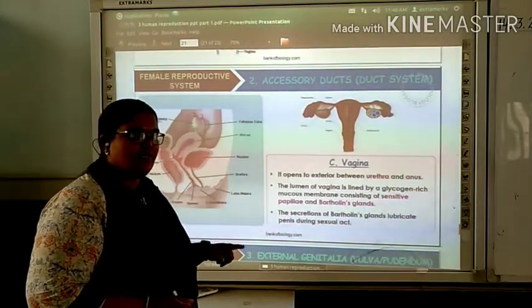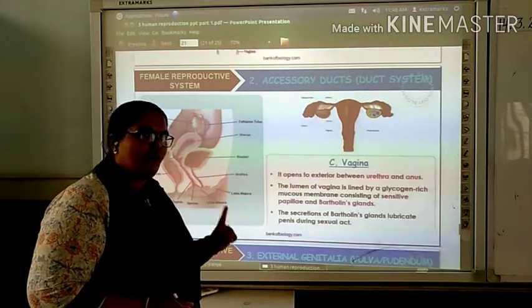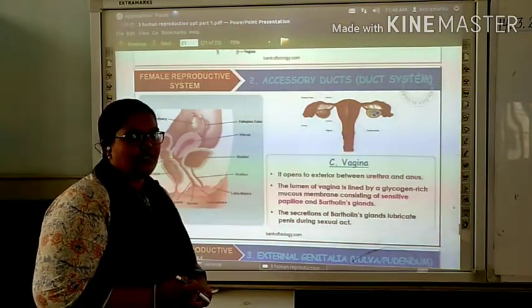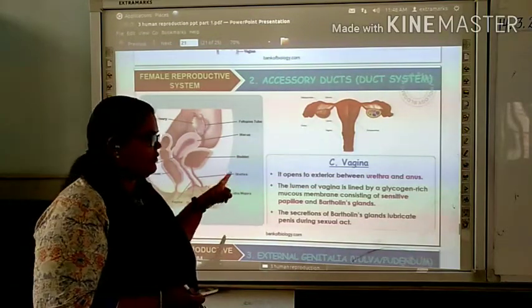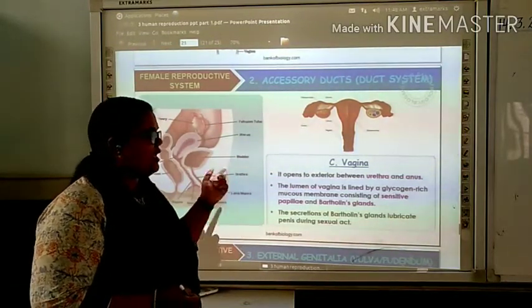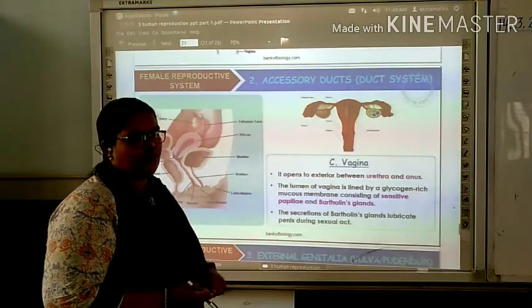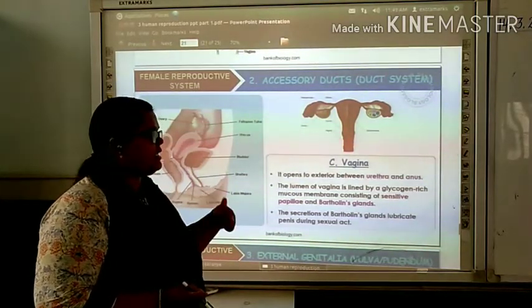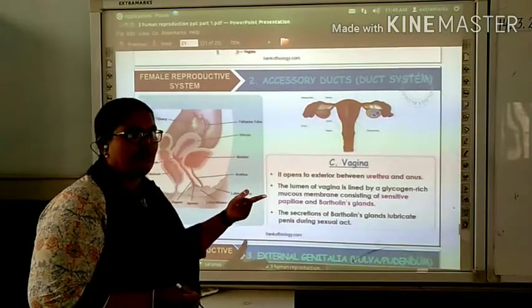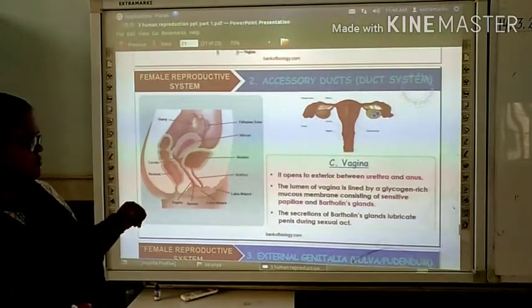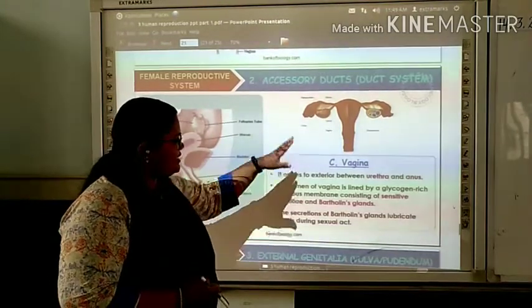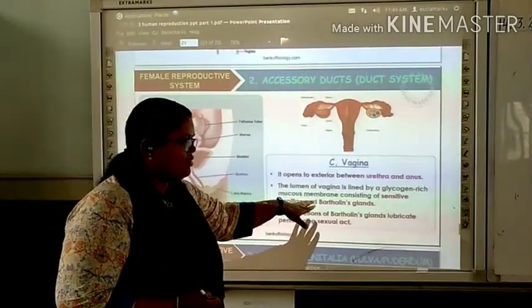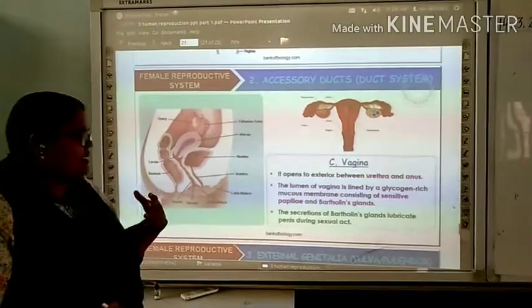But what you have to remember is that in male, there is a common opening for urine and also for the semen. Here it is entirely different. For urine there is one passage, and for copulation there is another. That's the urethra, right? So, sorry, the vagina.